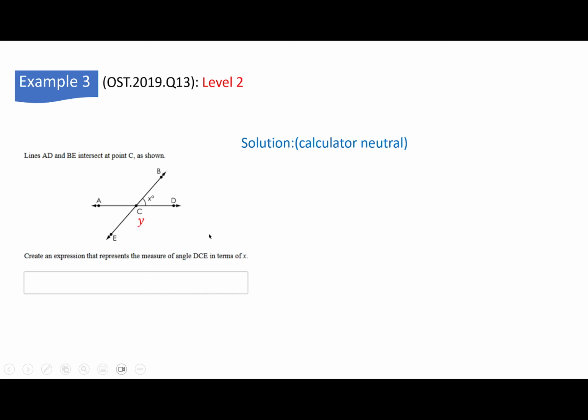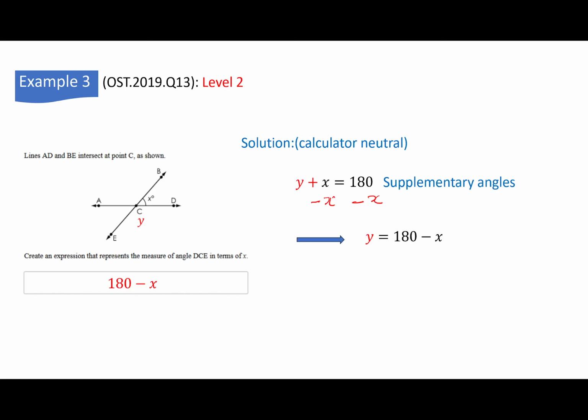What do we know? I know y and x are supplementary. They make 180 degrees. So now I want y by itself, so I'm going to subtract x from both sides. I get y equals 180 minus x. 180 minus x.